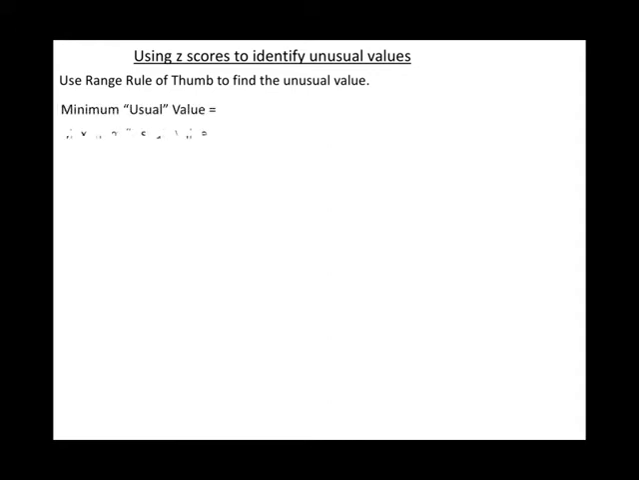Okay, using the z-score to identify unusual values. Remember unusual values? We talked about this in session 3.2. I say every time you see usual or unusual values, you need to remember the range rule of thumb. If you don't remember this part, review session 3.2. So remember the formula, the minimum usual value and the maximum usual value.